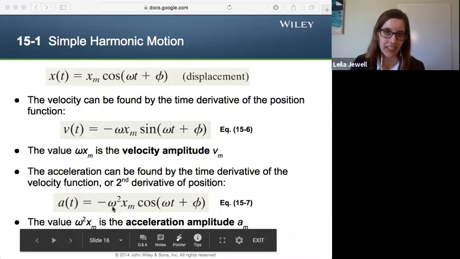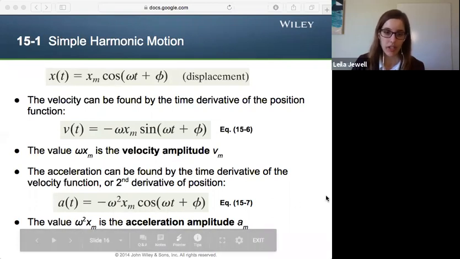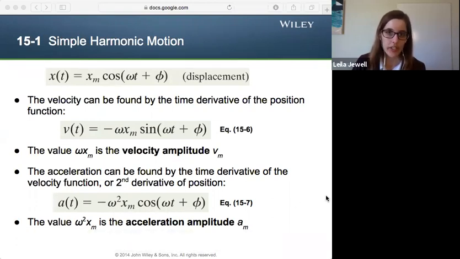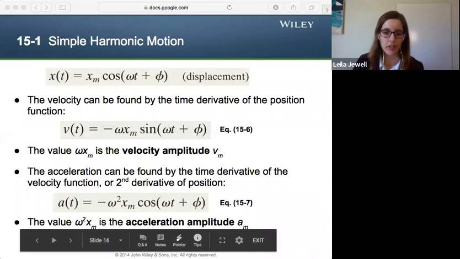We still again get another angular frequency, so negative omega squared x_m times cosine(omega t plus phi), where again, the quantity in front of the cosine is the acceleration amplitude a_m, or the maximum acceleration is another way to look at it, because cosine will always go between -1 to +1, so the very largest acceleration we can ever get is the angular frequency squared times the amplitude max.